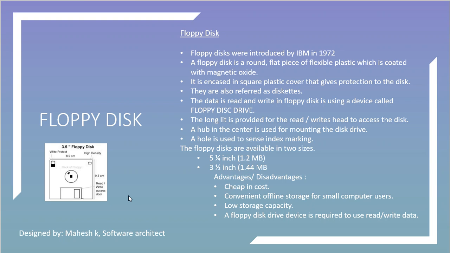Floppy disks are available in two sizes: 5¼ inch, with a capacity of 1.2 MB, and 3½ inch, with 1.44 MB. Advantages and disadvantages: it is cheap in cost, a very reasonable price, and a convenient offline storage for small computer users. But it has low storage capacity, and a floppy disk drive is required to read and write data. So these are all kinds of secondary devices.